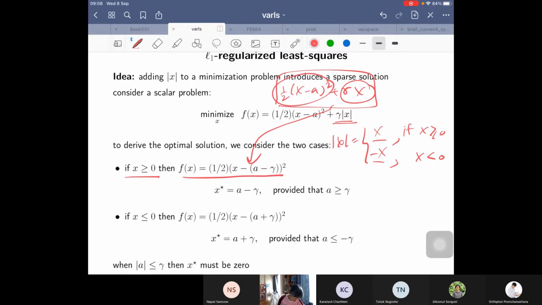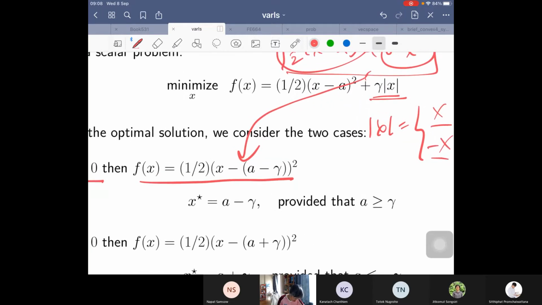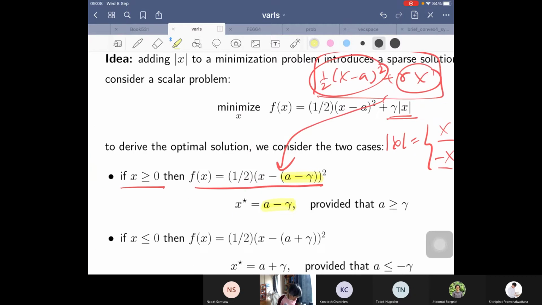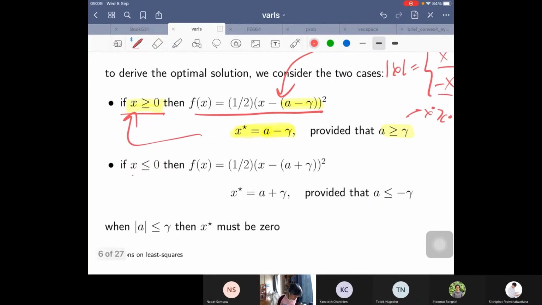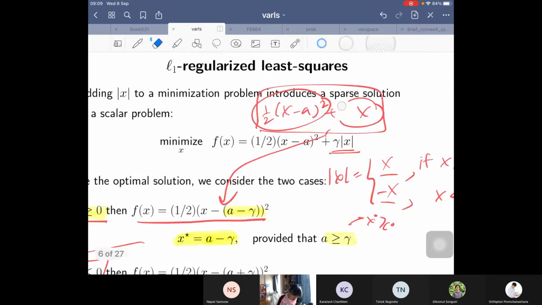Then you will see that in that case, if I minimize it, the minimum would occur when x is a minus gamma. But because I put the condition that x must be non-negative, the condition is given by the yellow term, provided that a must be bigger than gamma to make my x star non-negative, just like I assumed.